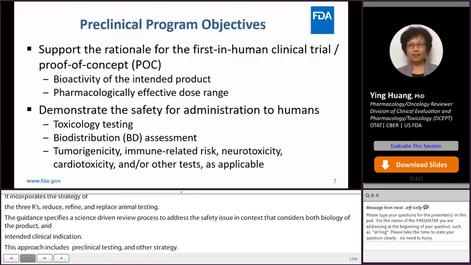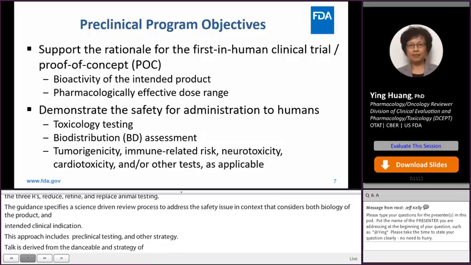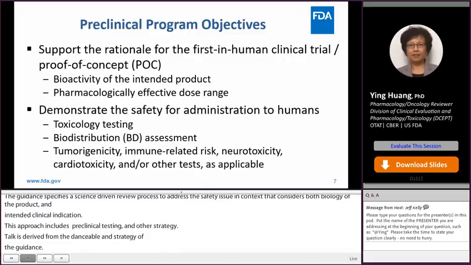The 2013 guidance specifies preclinical program objectives, which should be addressed to inform the design of the first-in-human study. The first objective is to support the rationale for the first-in-human study from preclinical proof of concept (POC) studies that describe the intended product for its bioactivity and the pharmacologically effective dose range, and the durability of these reactions.